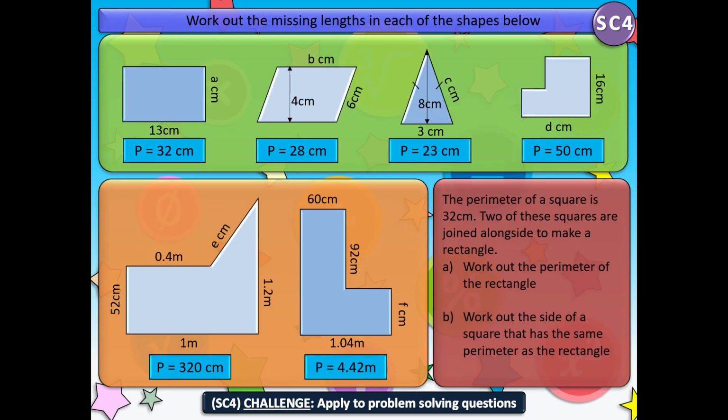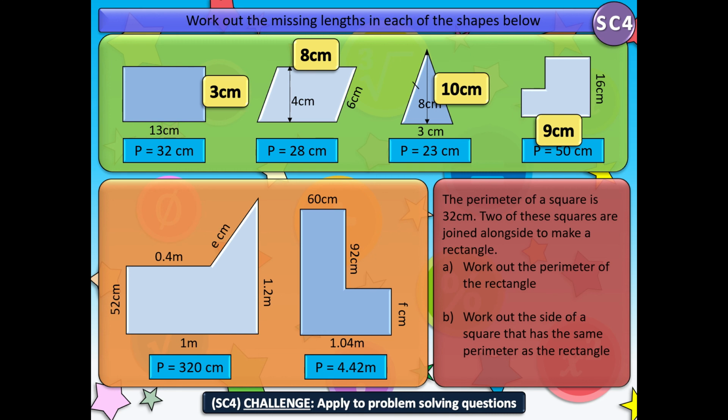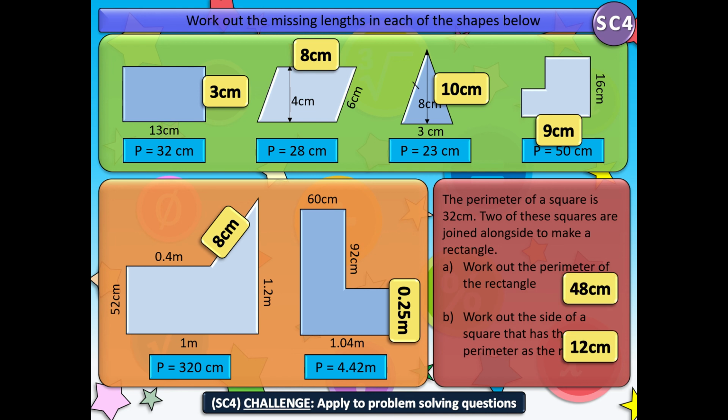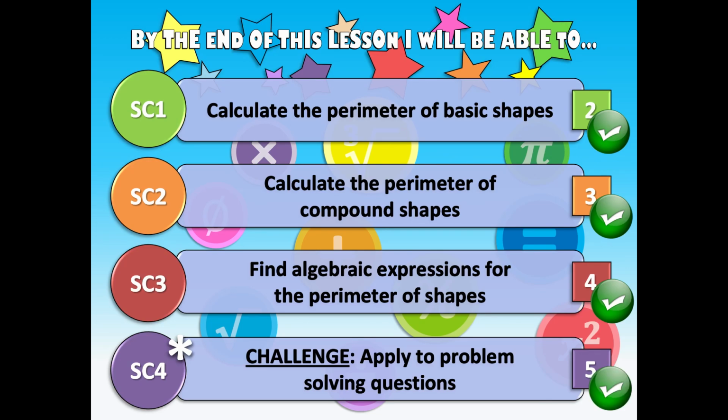Here are some questions for you to have a go at. Pause the video, and when you're ready to mark your work, press play. Here are your answers. There's your green answers. There's your amber answers. And there's your red answers. And now we've completed success criteria 4.